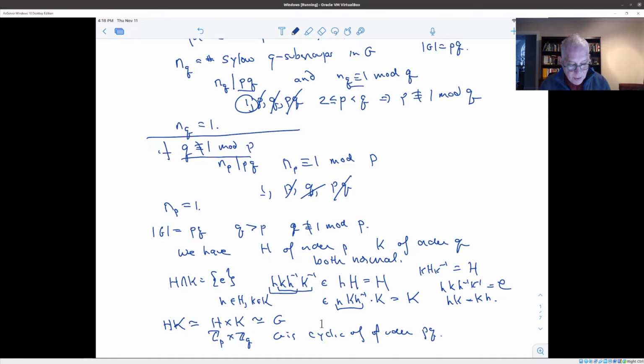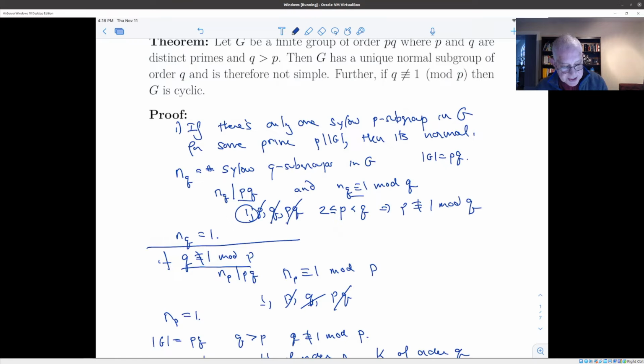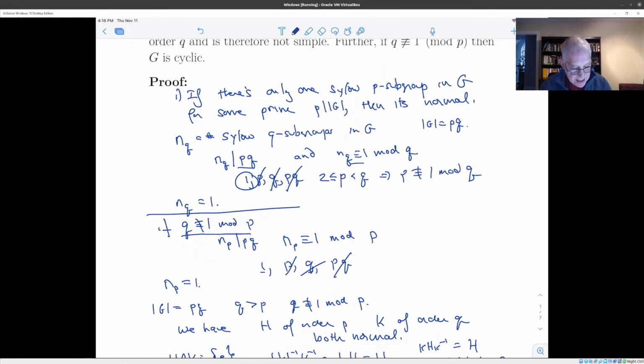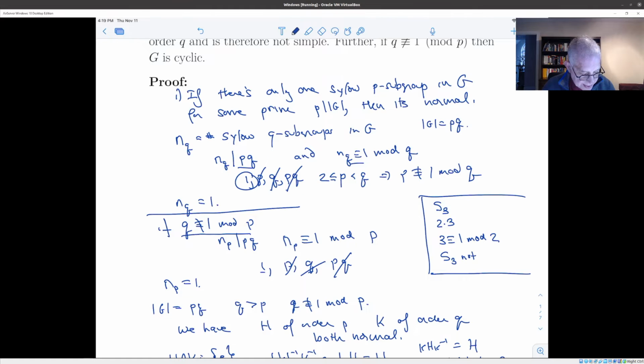If it happens, by the way, that you don't have this hypothesis, if Q is congruent to 1 mod P, then the group could be non-abelian. And of course, we know a very simple example of that. S3 has order 2 times 3, and 3, which is the Q, is congruent to 1 mod 2, which is P, and S3 is not cyclic, it's non-abelian. So that condition is necessary if you want to conclude that the group is abelian.